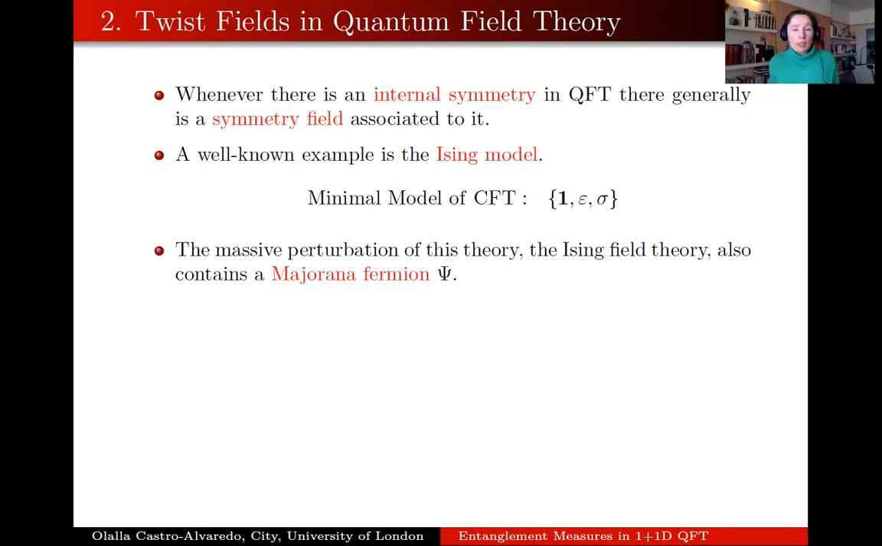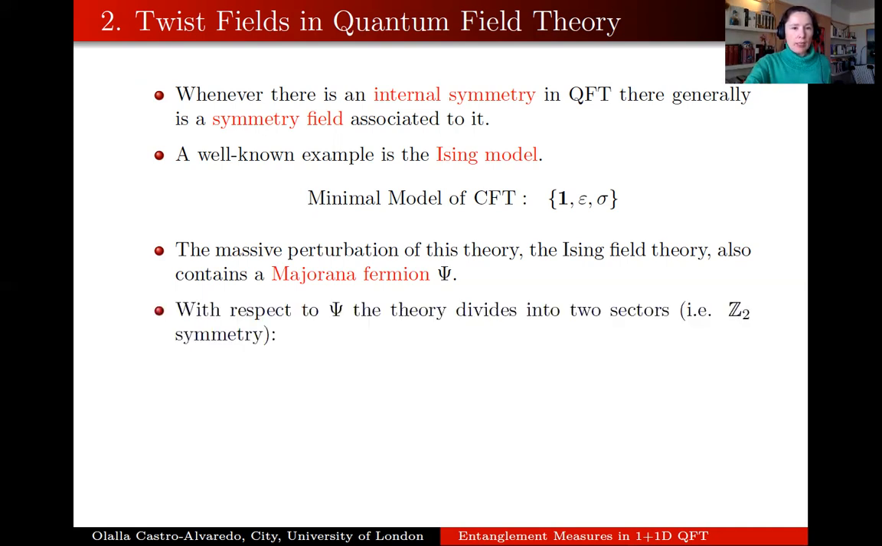But in this theory also, it can be seen a slightly different way. We can see this theory also as possessing a fermionic field, phi. And if we perturb it, if we do a massive perturbation, we also have this Majorana fermion present in the theory. Now, the interesting thing is that not all these fields, 1, epsilon, and sigma, are local with respect to this Majorana fermion.